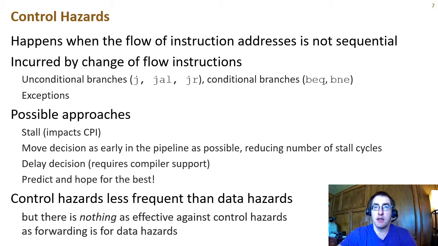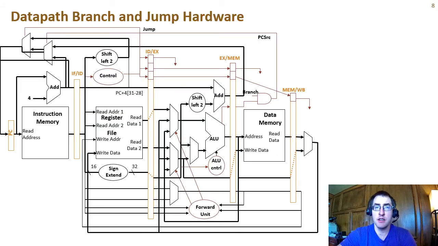Unfortunately, there's nothing that works as well against control hazards as value bypass does for data hazards. So here is our pipeline with our branch and jump hardware, and we've got the jump being figured out in the decode stage there. The topmost component of the decode stage is that shift left 2 to finish calculating the jump target, which will be appended to the PC plus 4. And the jump signal is determined in the control logic in order to control the multiplexer that decides what goes into the program counter for the next fetched instruction.